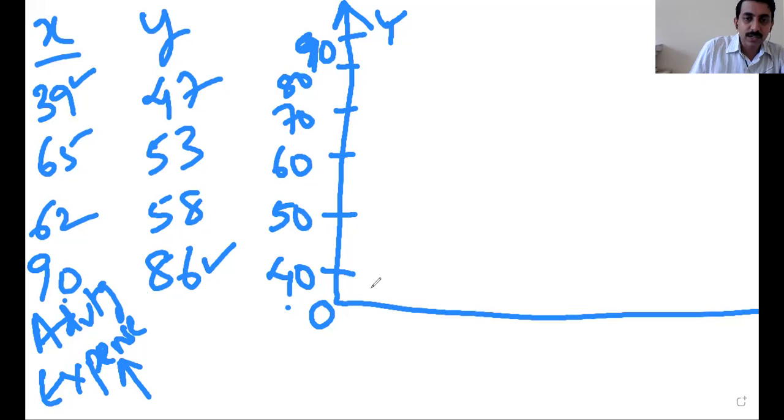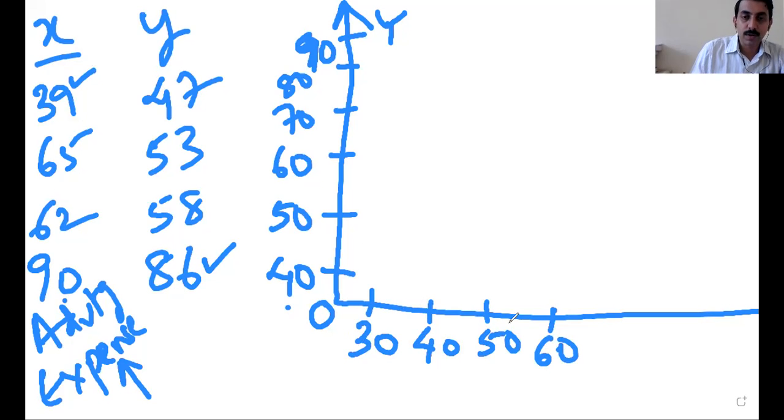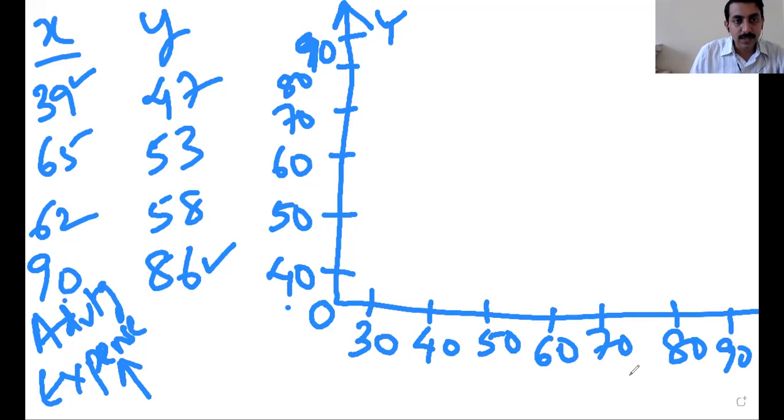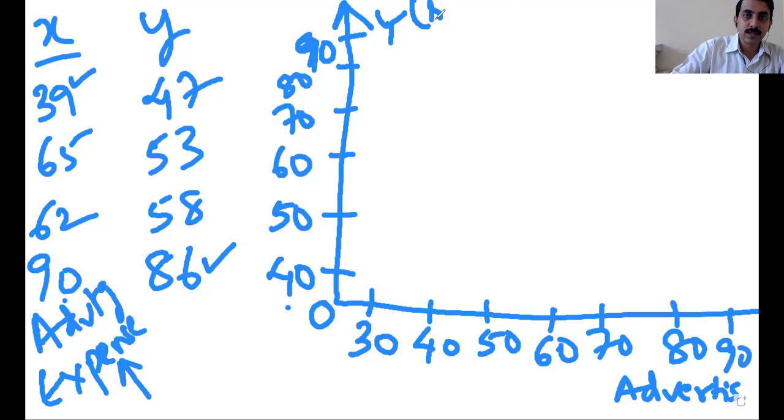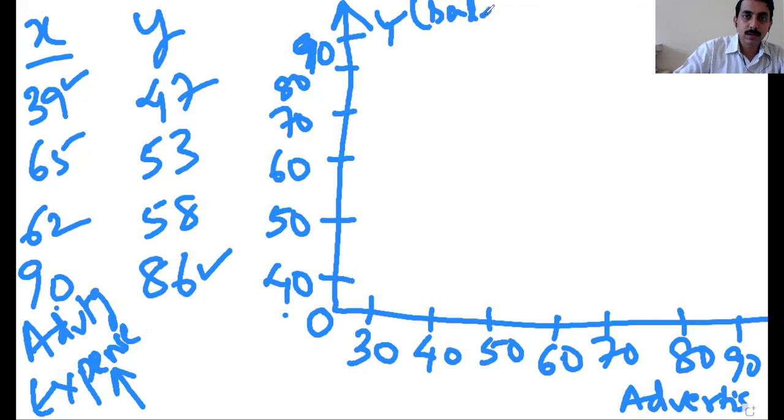So you can start with 10, 20, 30. I will start directly with 30 itself. It doesn't matter, since the least value is 39, so we can start somewhere here plotting this. 80, 90. So this x-axis is advertising, and this y-axis is sales.